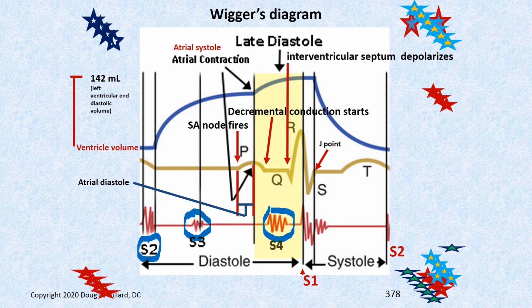The S4 heart sound occurs between which phase? The PR interval, the PR segment, the ST segment, the QRS complex. Where does the S4 heart sound occur? The PR interval, right here. Right? The Q wave is right here. All right, things like that. I like questions like that.